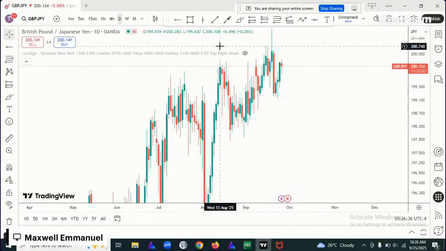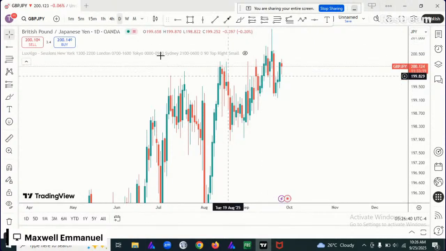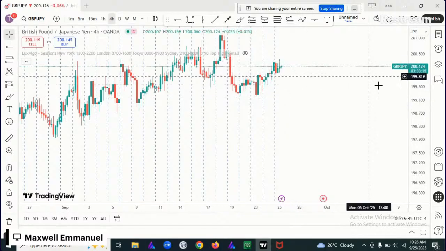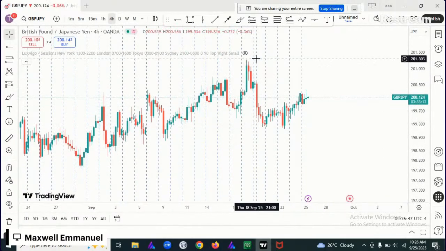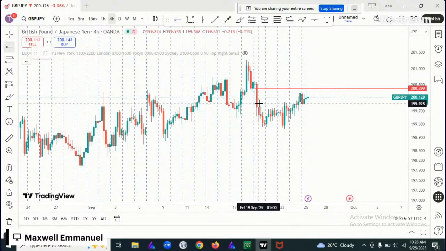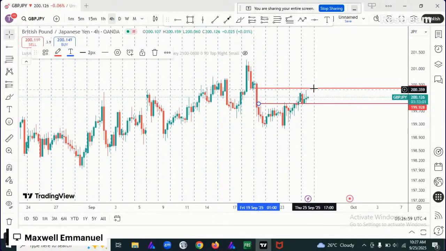Let's go to 4-hour. I think we had a fair value gap here on 4-hour. Good, so we had this fair value gap. As the market filled this gap, it has not filled it completely.